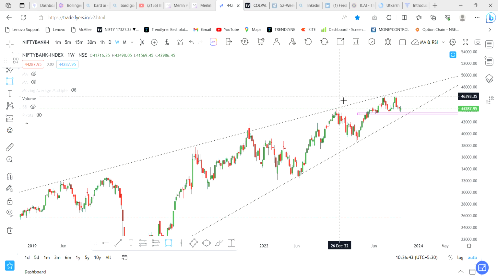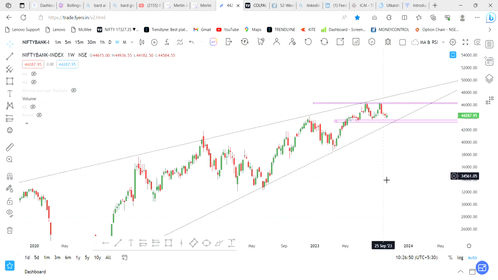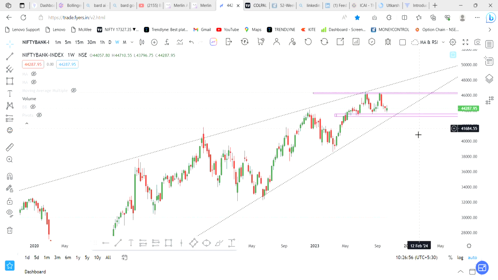You could see it's a double top actually. Double top is a kind of chart pattern which indicates bearishness in the market. At this particular level it is bearish, and right now it was at the support level.